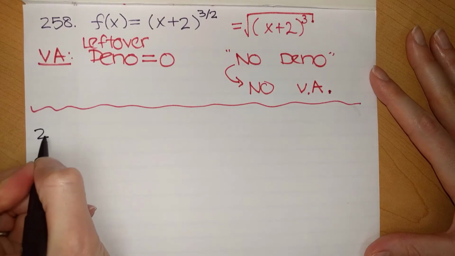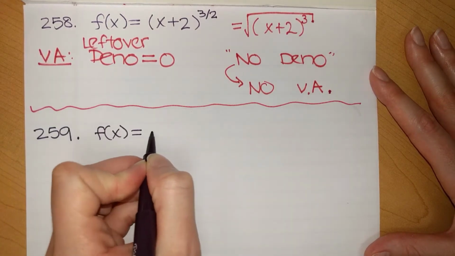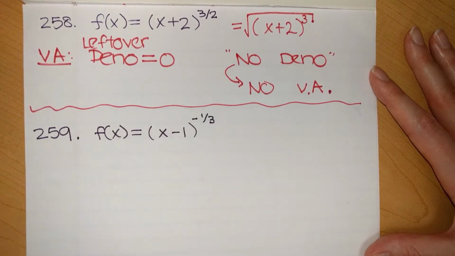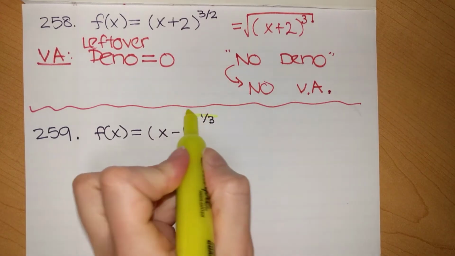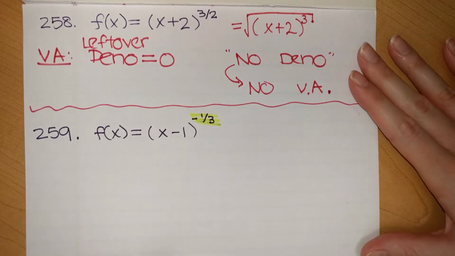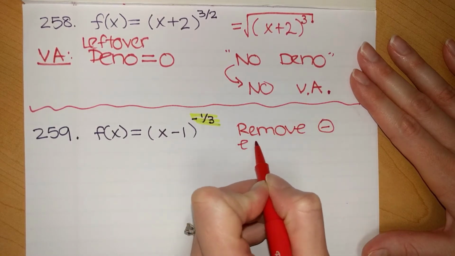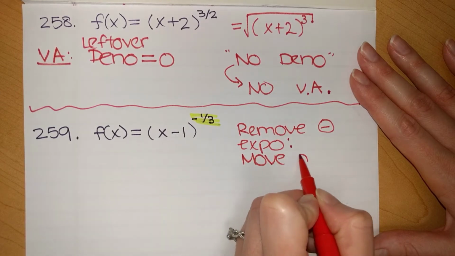Now, if you compare that to 259, where they have f of x is equal to x minus 1 to the negative 1/3 power, this is one of the most important lessons to remember. Whenever you have a negative exponent, we really don't know how to deal with that except for making it positive. And so you always want to remove your negative exponents, and the way we do that is by moving them across the division line.